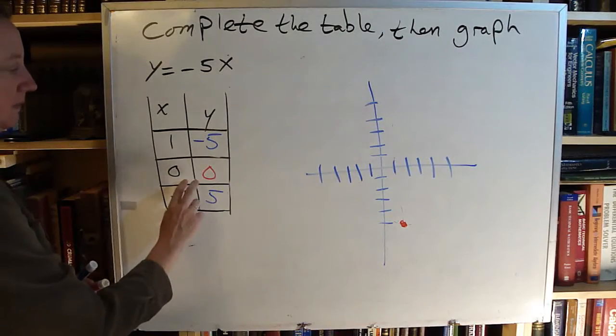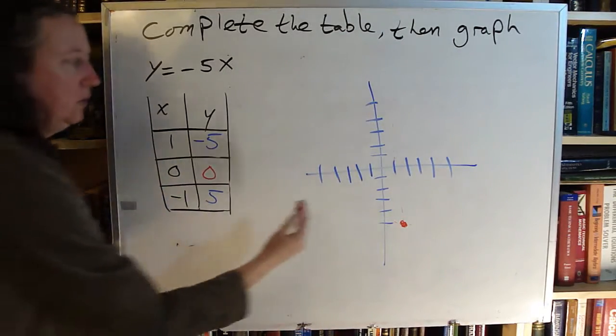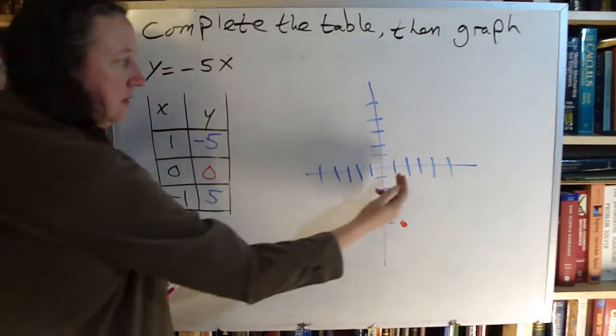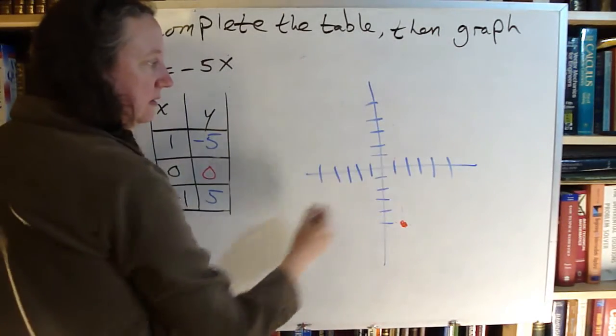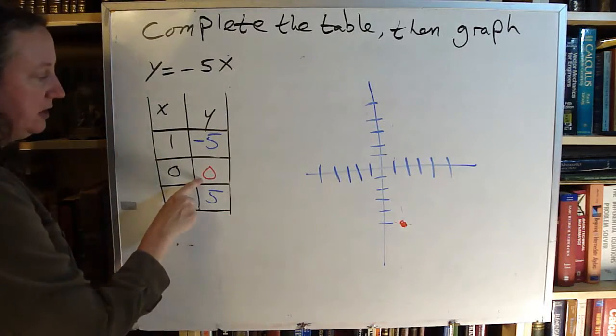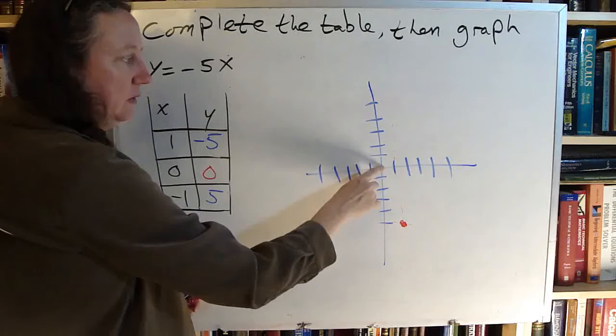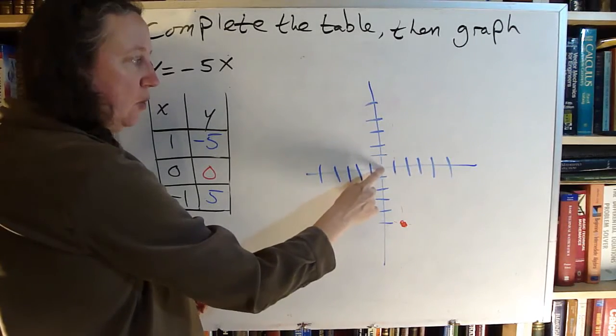Next spot, 0, 0. So in my x direction, I go 0 spaces, so neither left nor right. In my y direction, I go 0 spaces, so neither up nor down, which means I'm going to be at the origin.